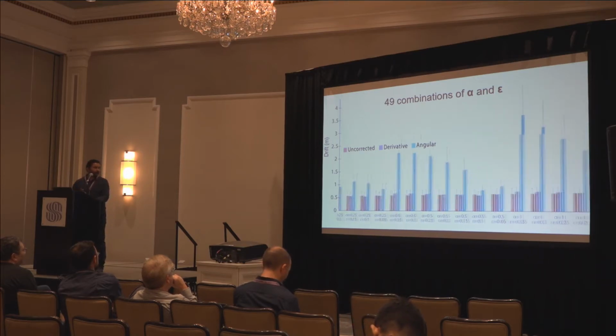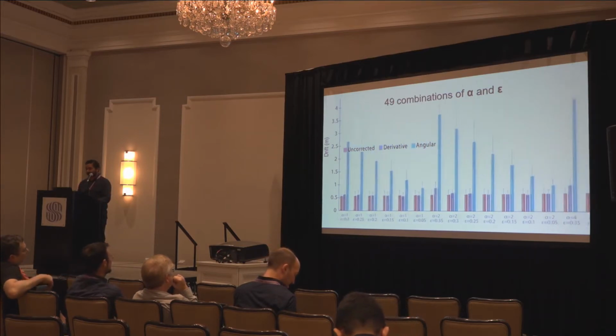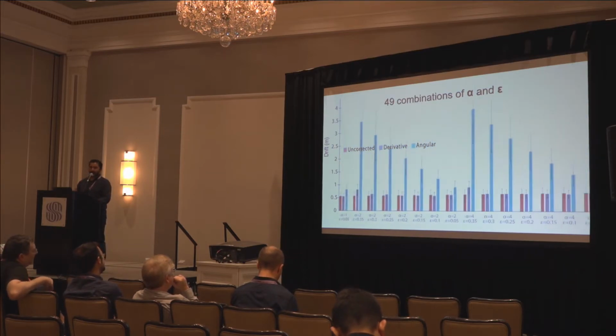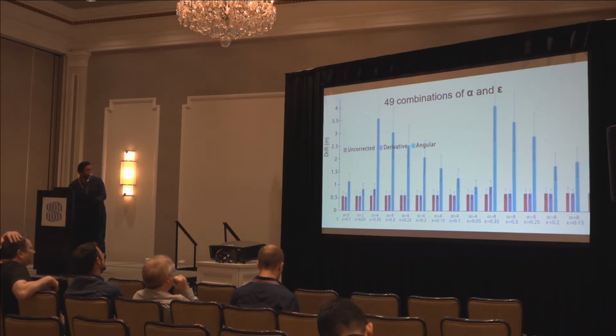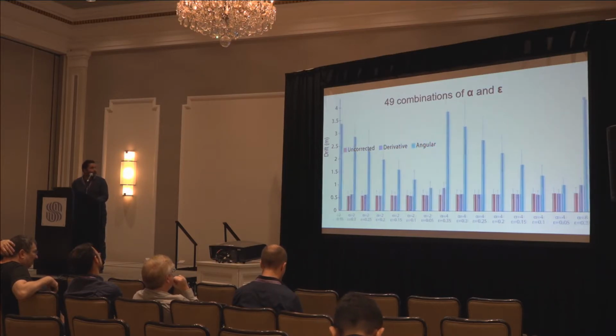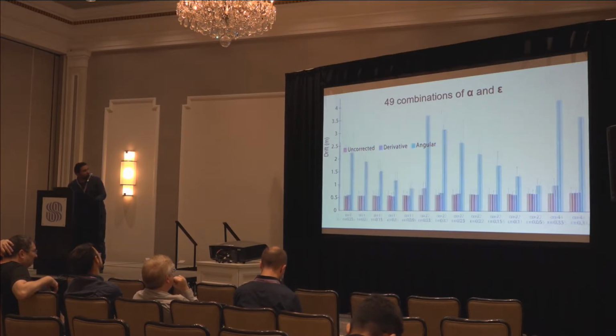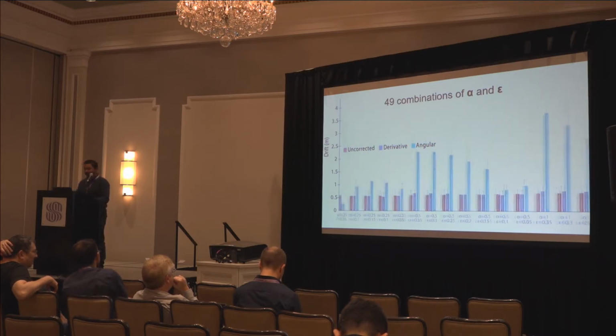With the simulation, we were trying to investigate the effect of these values on the correction techniques. We can observe that the red color represents the uncorrected technique, the purple represents the derivative approach, and the blue one represents the angular one.